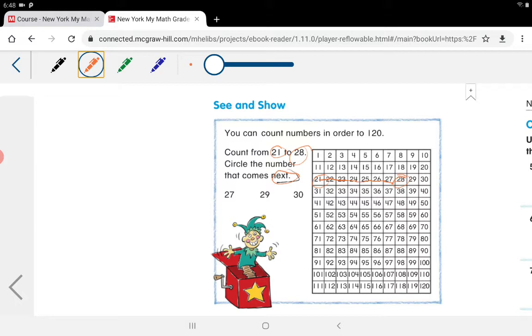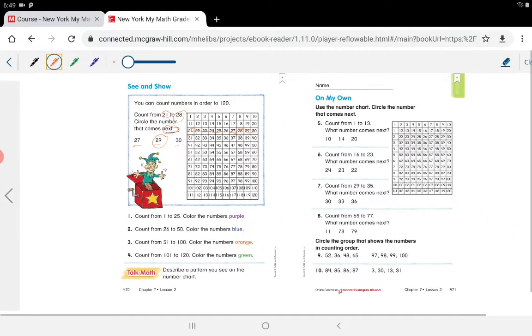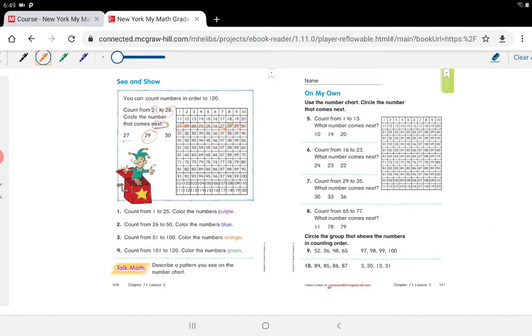Now they want me to find out what number is next after 28. So I go to my number chart and I see that 29 is the next number after 28. So I look at my choices that they gave me to choose from, and I see 27, 29, and 30. And since 29 is one of my choices, I'm going to circle it because I know that that is the correct answer.